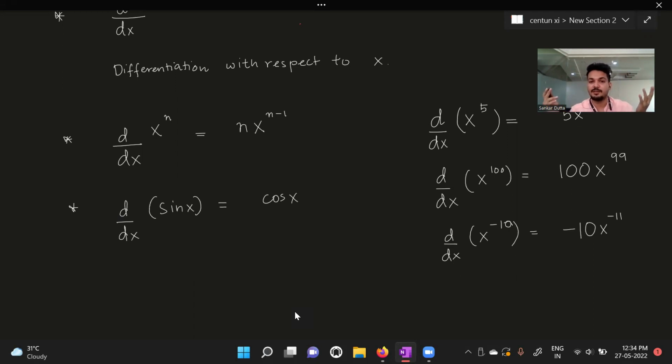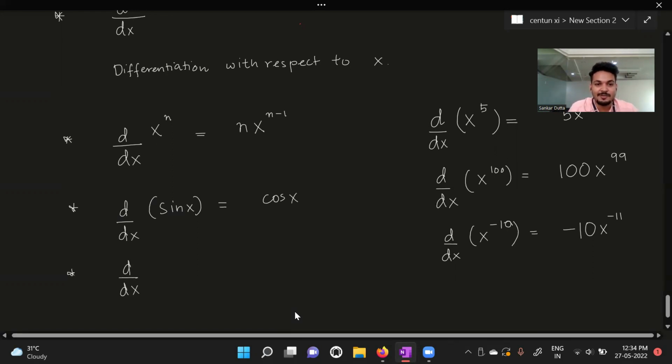Later on, when the math teacher is teaching differentiation of sine x is equal to cos x, don't just let him tell you that sin x is cos x. Ask him why. Why is the differentiation of sin x cos x? Okay. The next formula is differentiation of cos x.